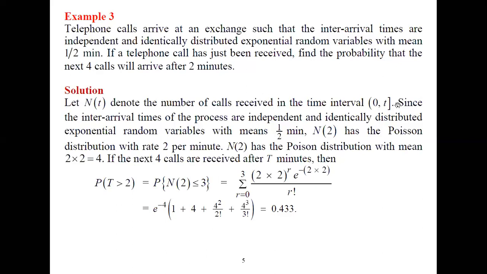Next. Have you seen it? So okay. If the interarrival time of the calls follows the exponential distribution with mean 1/2, then N2 has the Poisson distribution with mean lambda T. What is lambda? Lambda is 2. And T is also 2.